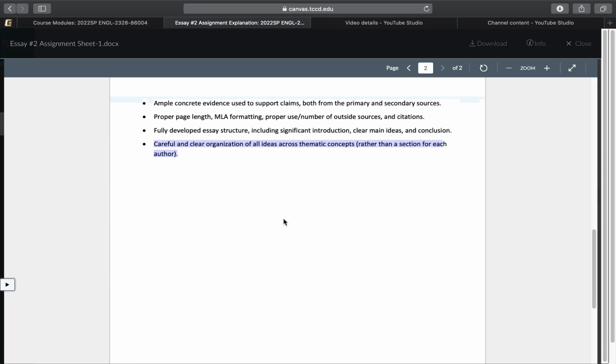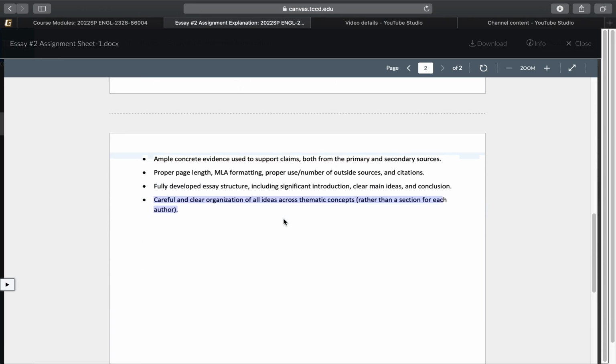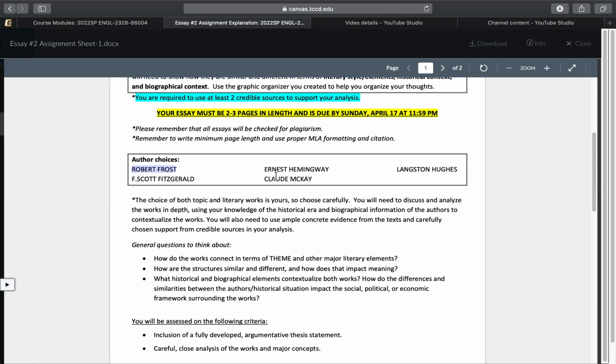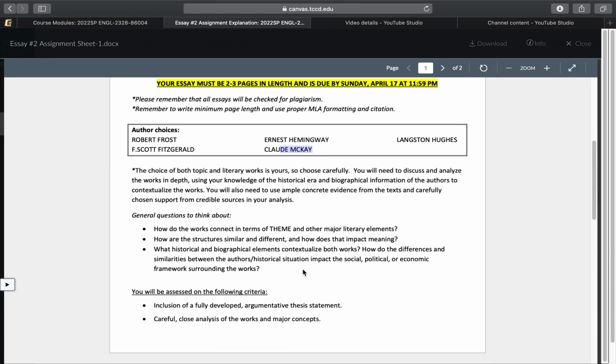Now, this is really important. When you do a compare and contrast essay, what you don't want to do is have a separate paragraph for each author or work. So you don't want to have, say, one paragraph for Frost and then another paragraph for McKay, and then one for Frost and then one for McKay. What you want to do is connect them across ideas.